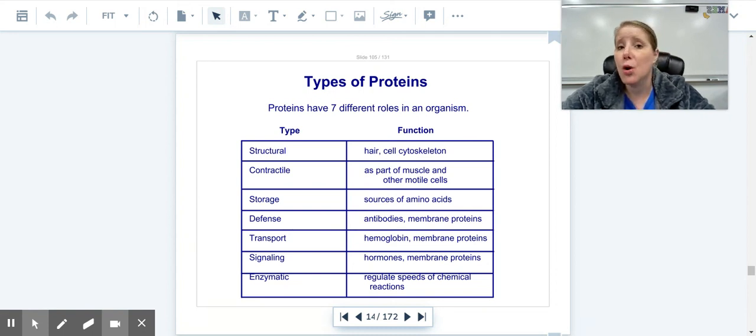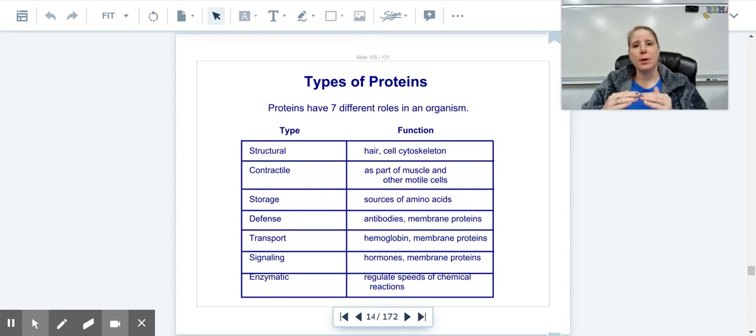They can be contractile and make your muscles move. It can also help like the flagella of a sperm move. They can be storage for amino acids so the proteins can get rearranged to make a new protein. They can be for defense, like the antibodies. The antibodies will protect you from invaders.